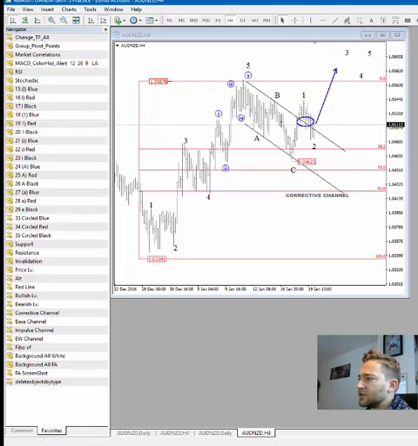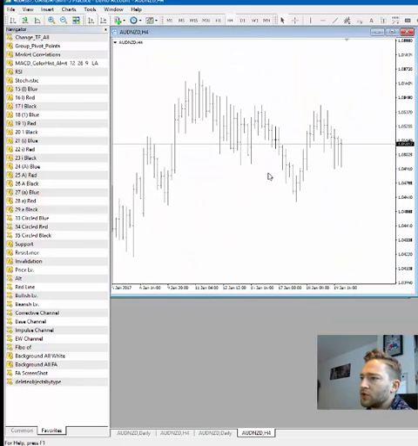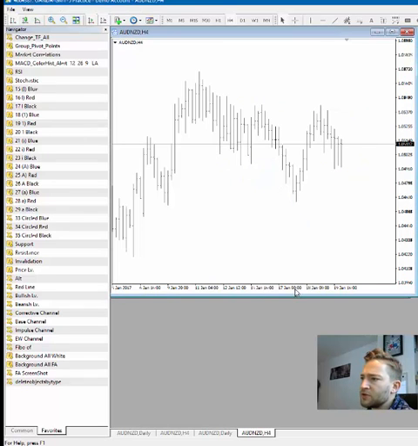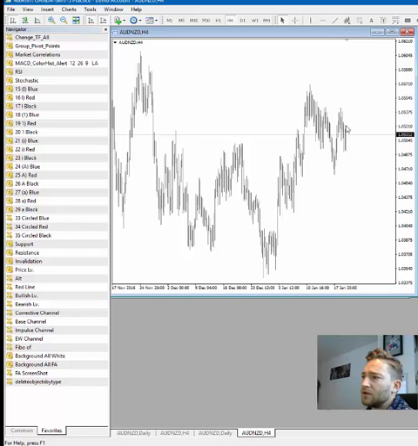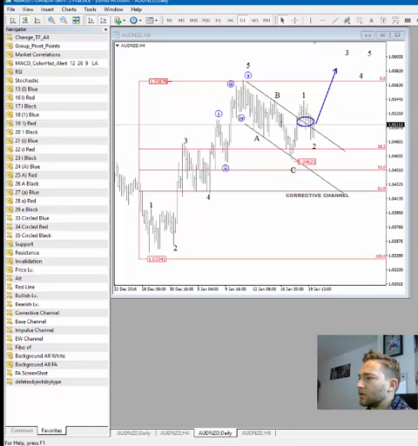Another thing that you can see here is a potential head and shoulders pattern. Here is the 4-hour chart, so you have here the left shoulder, head, and right shoulder, and then you have here a neckline. I don't like head and shoulders as a continuation pattern, but so far it fits very nicely into our picture with the Elliott wave.